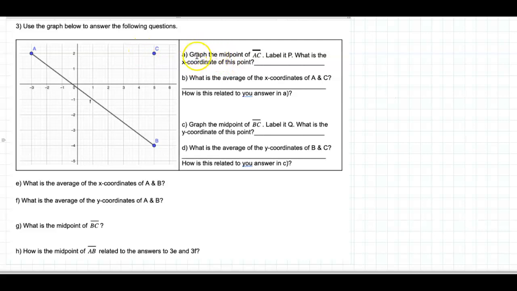So let's follow the investigation. Graph the midpoint of AC. So that would be our horizontal component of the line right here, right? So the difference in the x values. Where would that midpoint be? Well, first of all, we have -3 and 2, and this one is at 5 and 2. So we don't need to worry about the 2 because we know it's along that point somewhere.